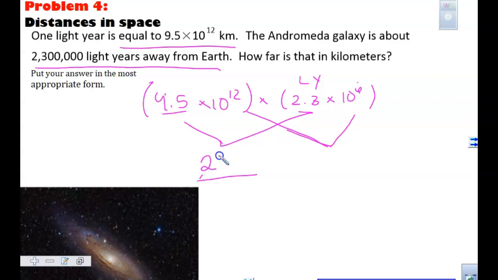We have 21.85. And Carson, if we are adding our exponents of the 12 and 6, we should have times 10 to the 18. This is not in scientific notation. If you leave this answer on the test, I have to mark it wrong. The first number must be between 1 and 10. So when I am looking at this answer, I need 2.185.